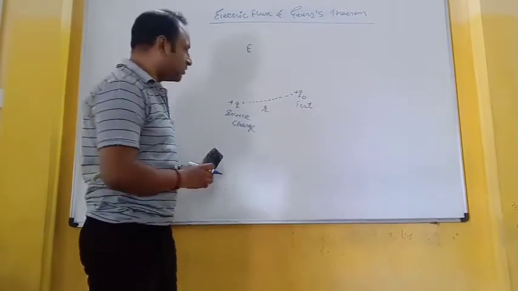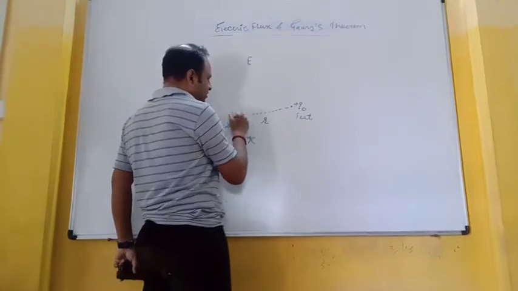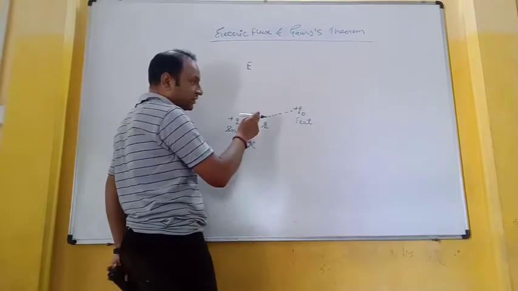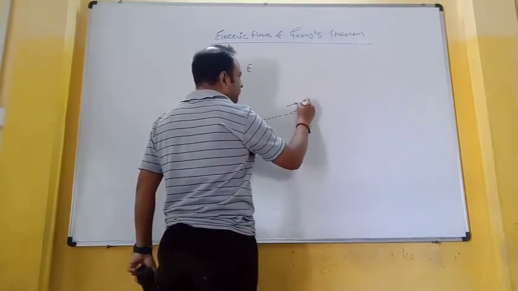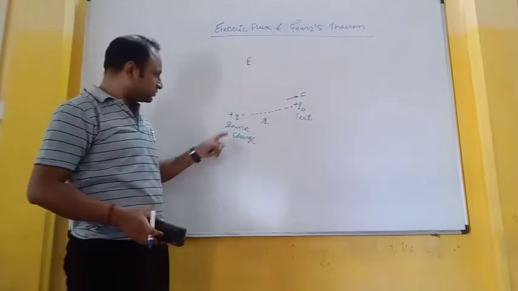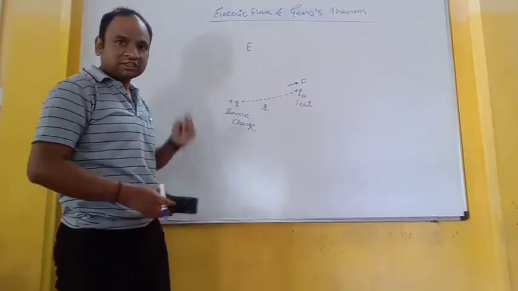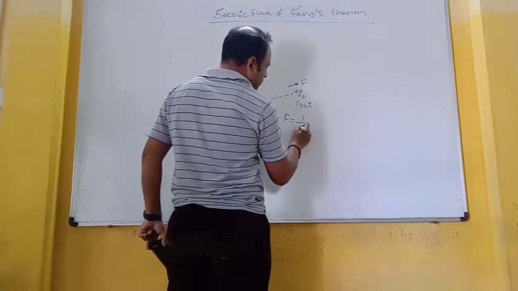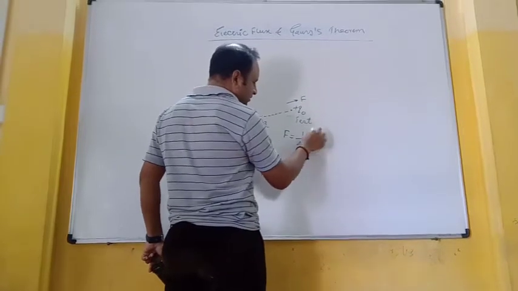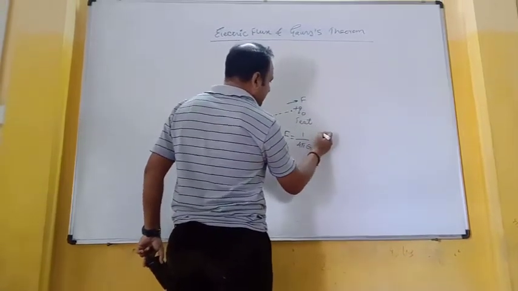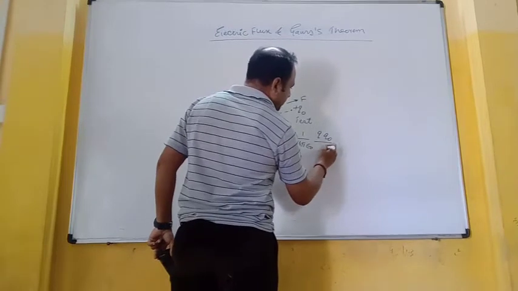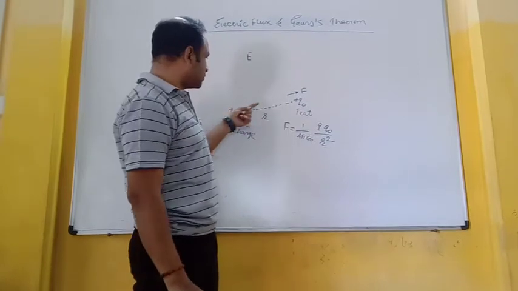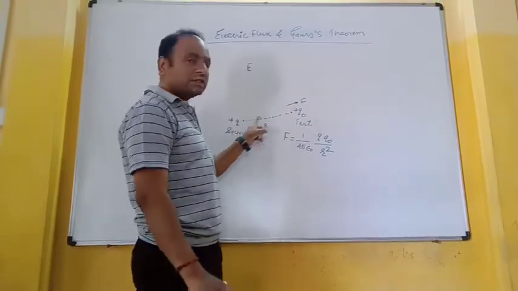According to Coulomb's law, the force that this charge exerts on the test charge will be repulsive in nature, because both the charges are positive. If I assume F is that repulsive force, the magnitude is given by F equal to 1 by 4 pi epsilon 0 multiplied by Q into Q naught divided by r square, and the direction of this force will be from Q to Q naught, as it is the repulsive force.